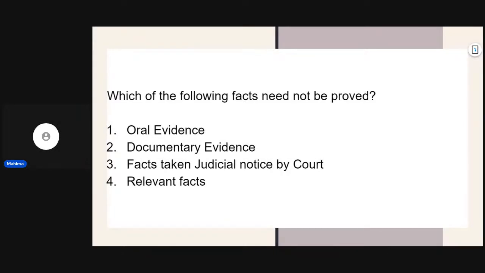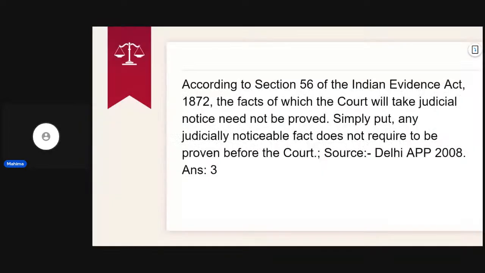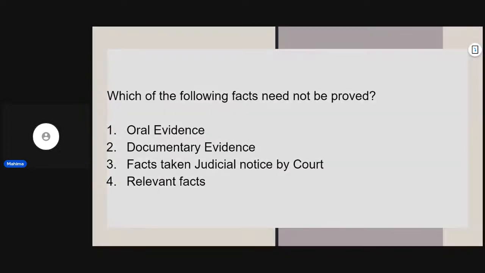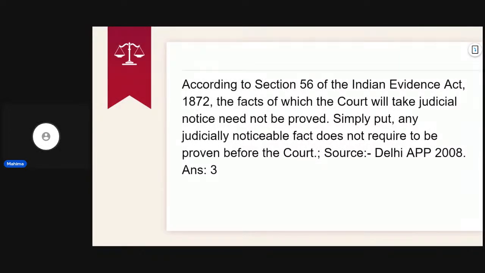Yes, okay. Which of the following facts need not be proved? Oral evidence, documentary evidence, facts taken judicial notice of by court, relevant facts. Yes, it is facts taken judicial notice of by court under Section 57, and it was a Delhi APP 2008 question. It cannot be proved, and the list of judicial notice is under Section 57. It was a question in the 2008 Delhi Assistant Public Prosecutor exam.